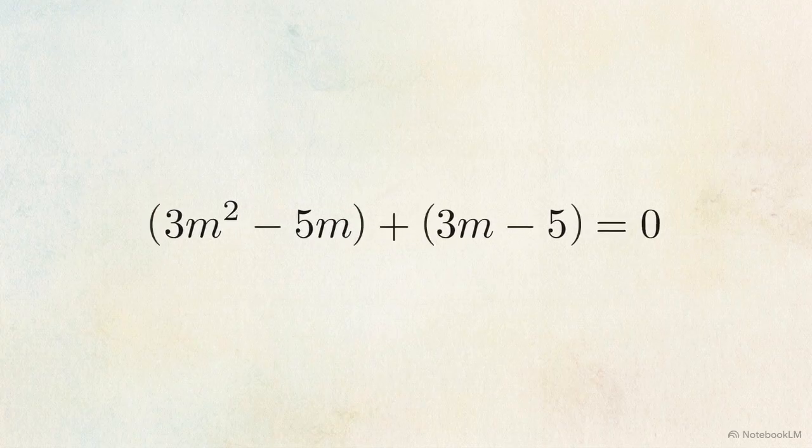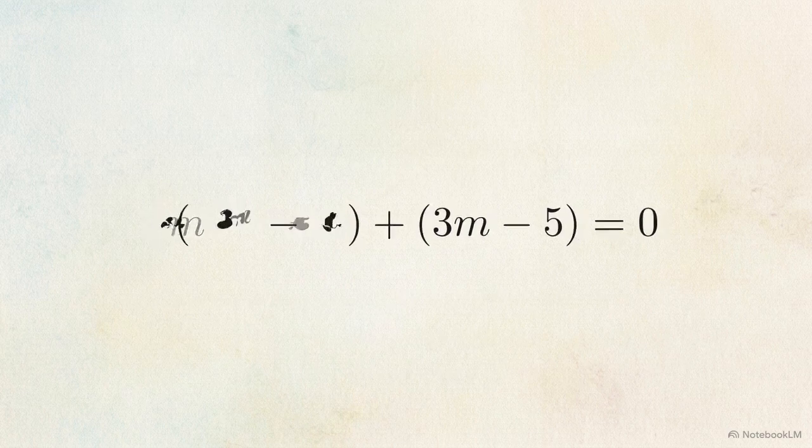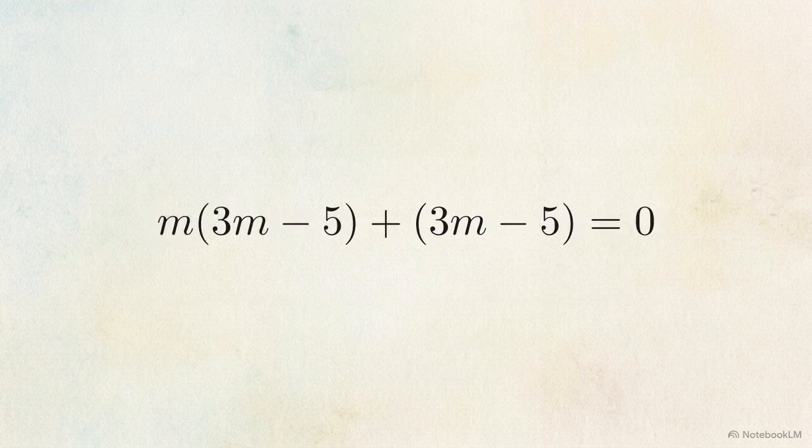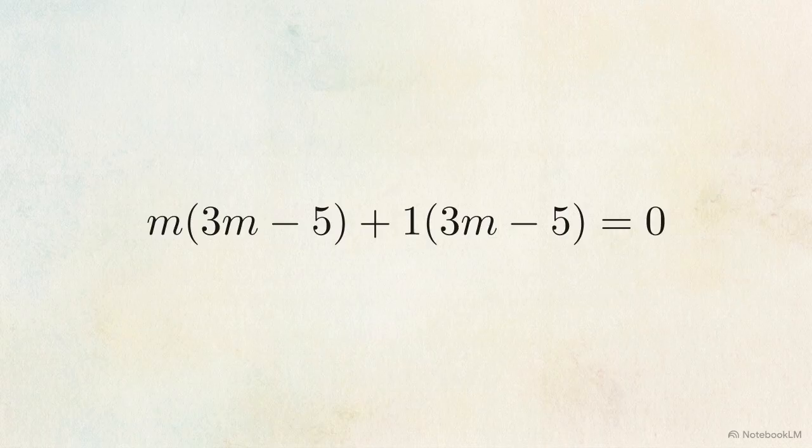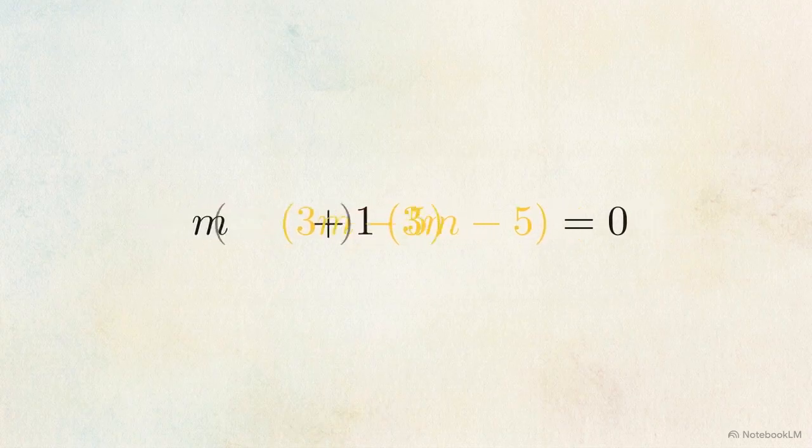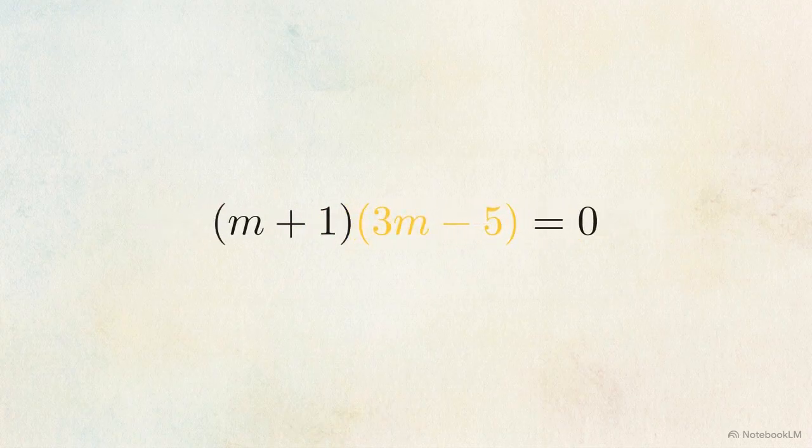Now we group the terms into 2 distinct pairs so we can pull out common factors. From the first pair, we factor out m. For the second pair, we factor out 1. Both sides now contain the binomial 3m minus 5. We factor that out to get our final factored form. m plus 1 multiplied by 3m minus 5 equals 0.